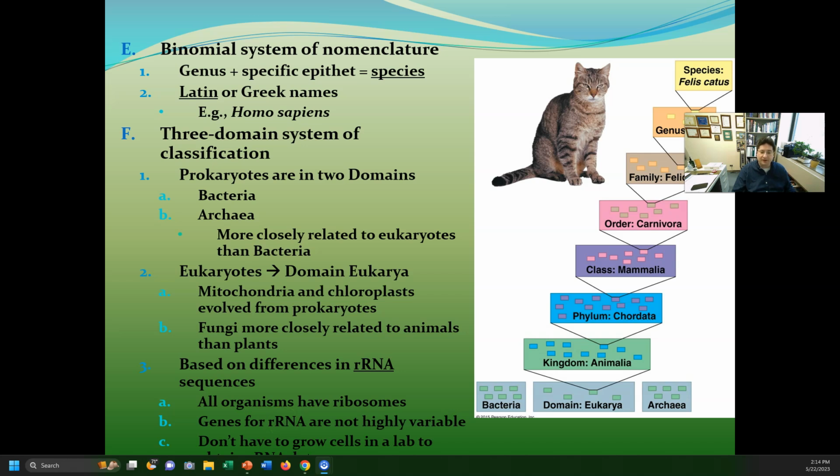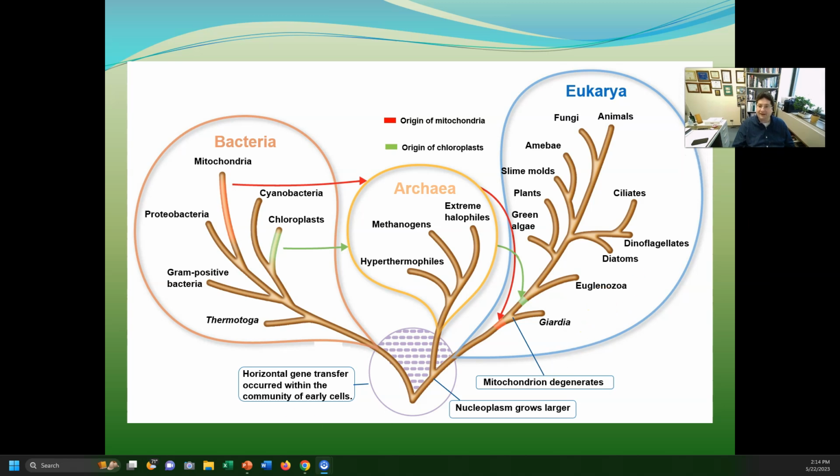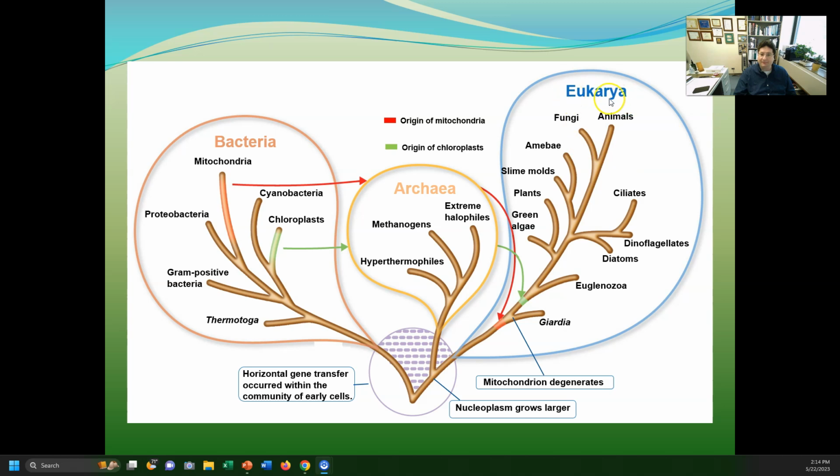You don't have to grow cells in the lab to obtain ribosomal RNA data, so it's easier to get that data and classify an organism in those domains. Okay, so here we see a little breakdown of the three domains. Domain Eukarya, this is the one we're most familiar with. We would have fungi, animals, plants, algae, and so on. Domain Archaea here, which is closer to Eukarya than we are to bacteria over here. And then bacteria over here.